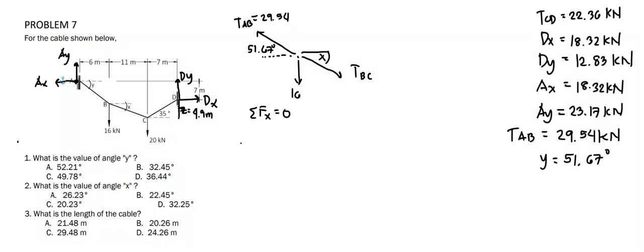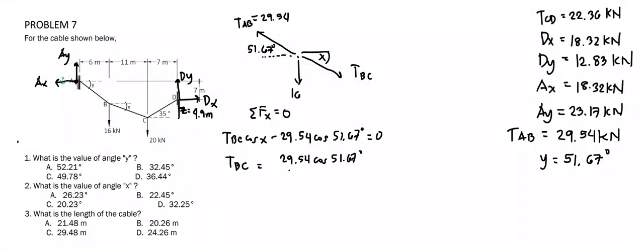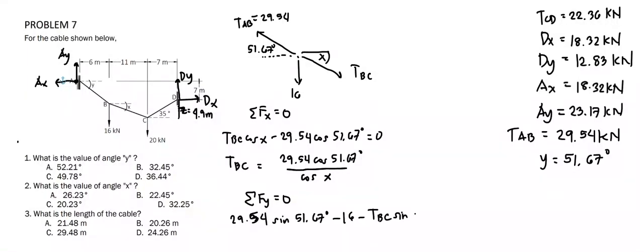Taking summation of forces in x equal to 0, we have TBC cosine of x minus TAB, 29.54, cosine of 51.67 degrees equal to 0. Manipulating this equation, we have TBC is equal to 29.54 cosine 51.67 degrees divided by cosine x. And then we do summation of forces vertical. So here we have TAB, that is 29.54 kilonewtons, times sine of 51.67 degrees, minus 16, minus TBC sine of x equal to 0.